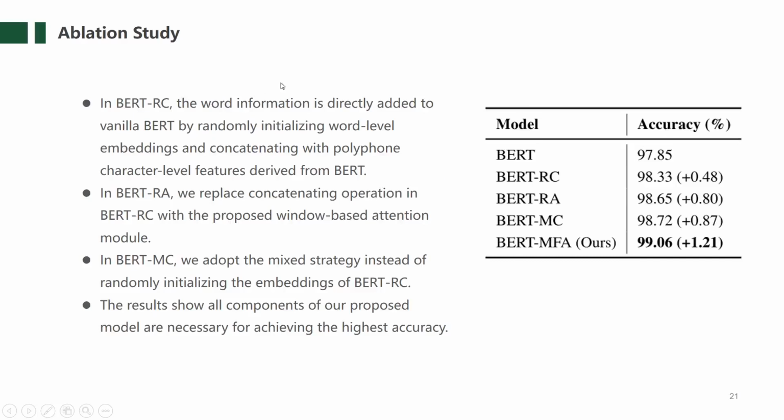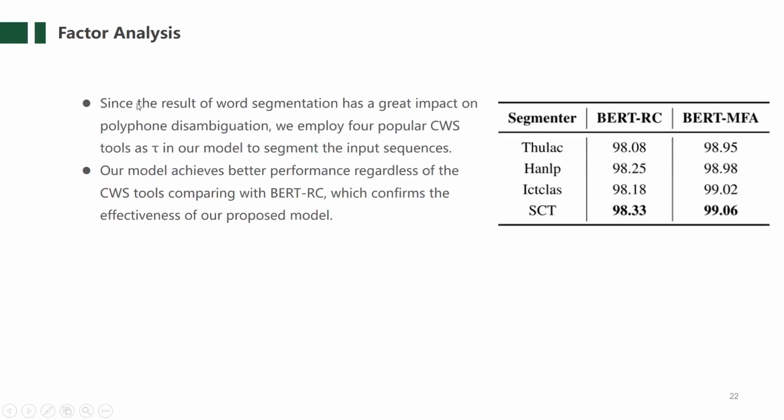This is an ablation study. The result shows all components of our proposed model are necessary for achieving the highest accuracy. Since the result of word segmentation has a great impact on polyphone disambiguation, we employed four popular CWS tools as tokenizers in our model. Our model achieves better performance regardless of the CWS tools compared with BERT-RC, which confirms the effectiveness of our proposed model.